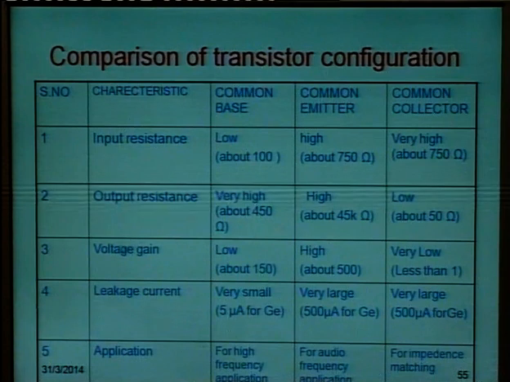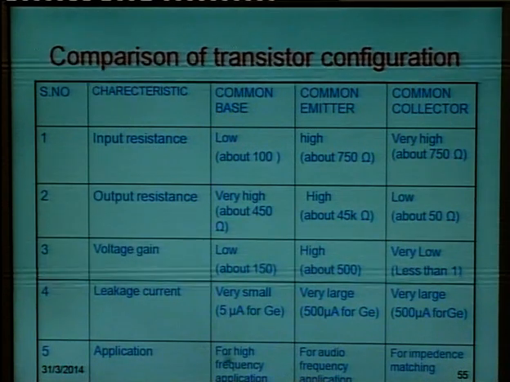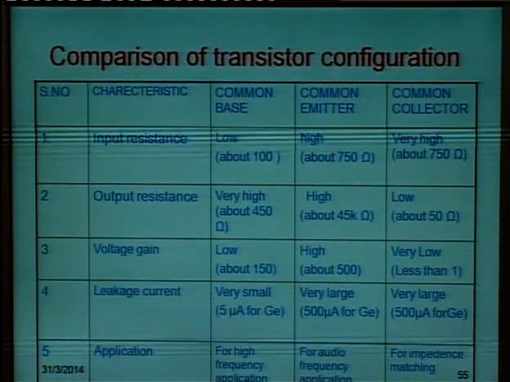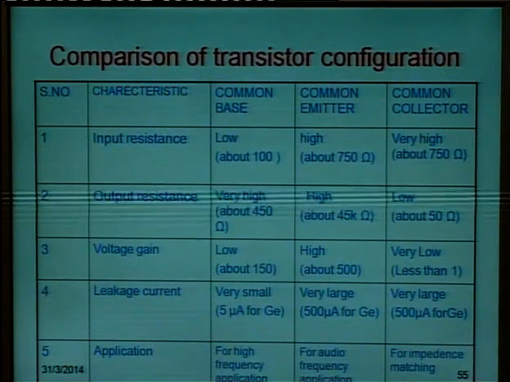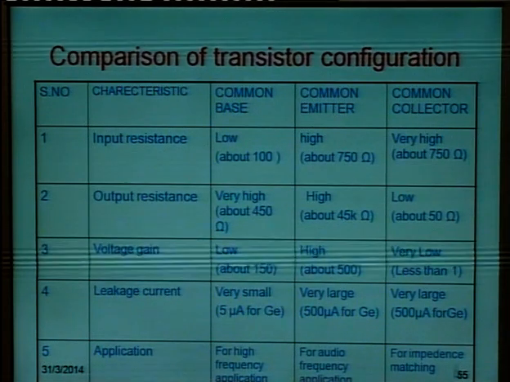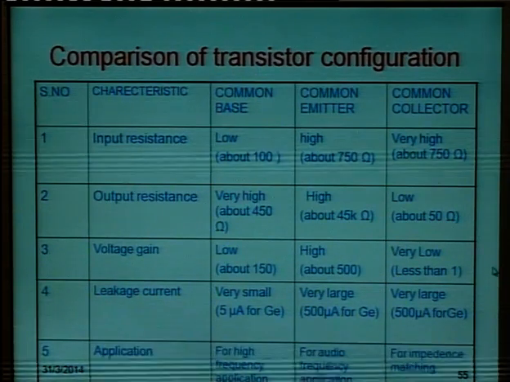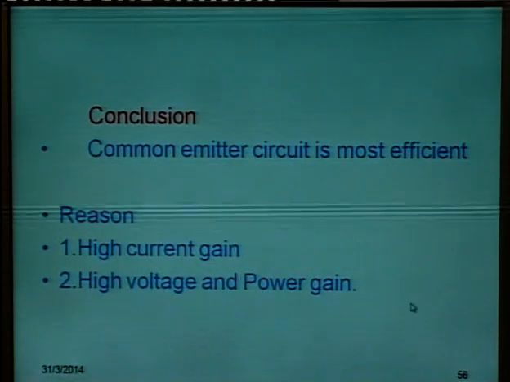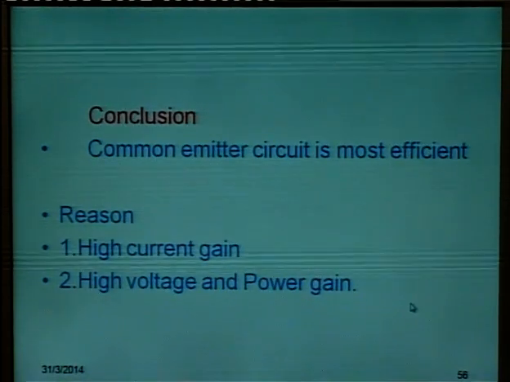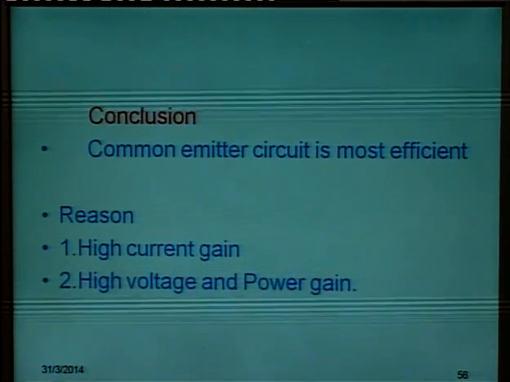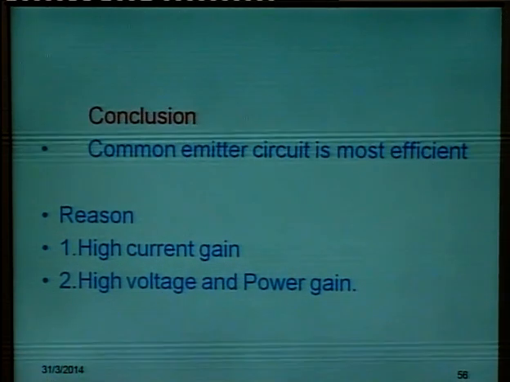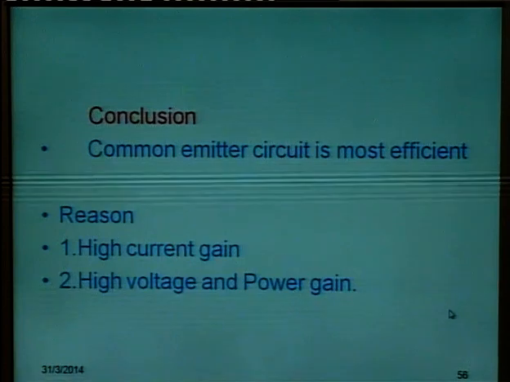Where are they applied? Common base is used for high frequency applications, common emitter is used for audio frequency applications, and when we have to do impedance matching, we use the common collector configuration. The common emitter circuit is the most efficient one, because it gives you a high current gain and high voltage and power gain.